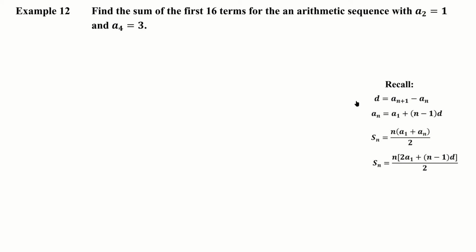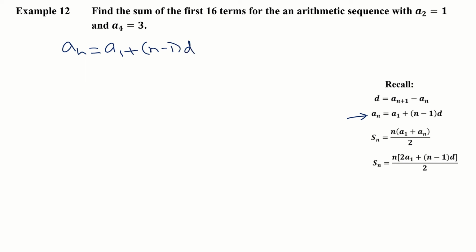Now, we don't have a_1, we don't have a_n, which is a_16 in this case, right? We don't even have d, right? But of course, we can figure out a_1 and d in the same way that we calculated it before in a similar scenario. We'll start with the formula for the nth term, right? We know that a_n for this arithmetic sequence that we're finding the sum of the first 16 terms of is going to be a_1 plus quantity n minus 1 times d.